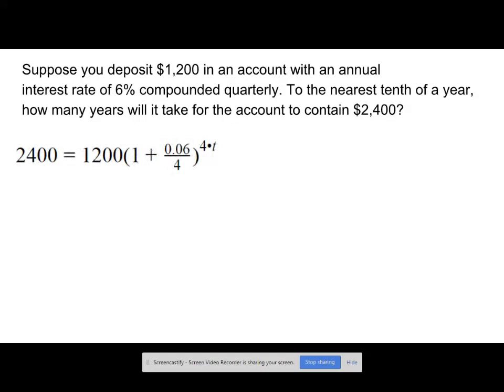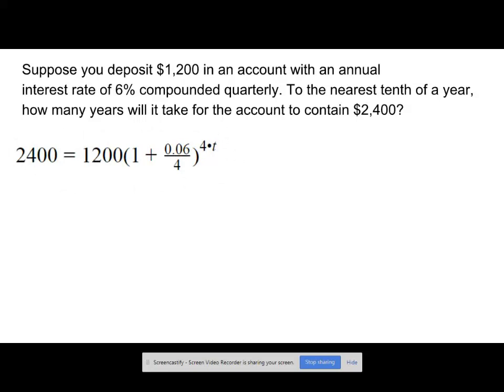The formula was A equals the principal, P. Principal was the amount that I deposited or invested, $12,000. 1 plus the rate, which in this case was 6%, so 0.06 in this formula. Compounded quarterly, so divided by 4, and n is 4 in this case, to the power of 4 times t. T is time. That's what I don't know. I know that I want to have $2,400 in the end, so I've got my compound interest formula filled in. Let's try and do some solving.